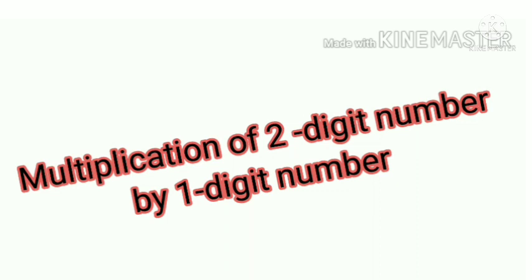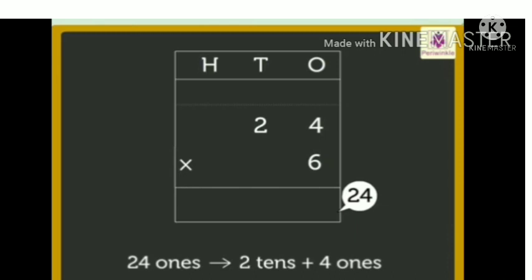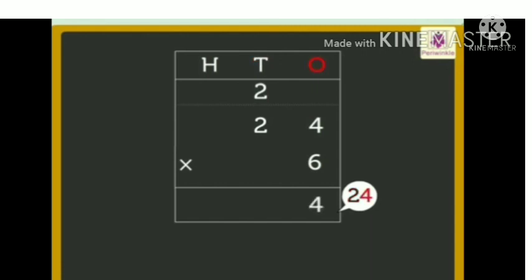Next is multiplication of a 2-digit number by a 1-digit number. Numbers in the place value chart. Next, multiply the digit in the ones place with the multiplier, that is 4 into 6, which is equal to 24. Now, we need to regroup 24 ones as 2 tens plus 4 ones. Carry 2 tens to the tens column. Write 4 in the ones column.